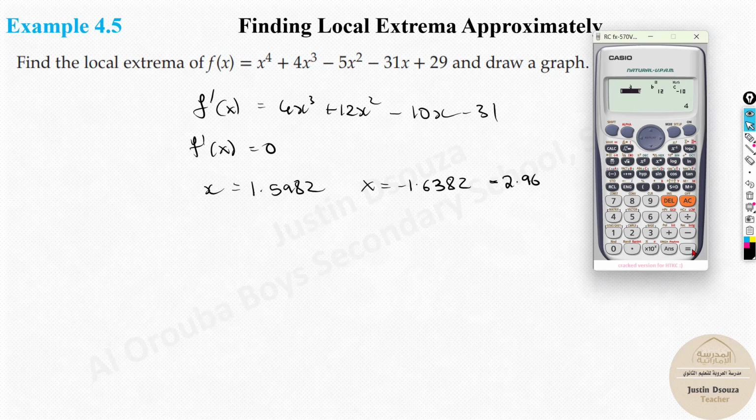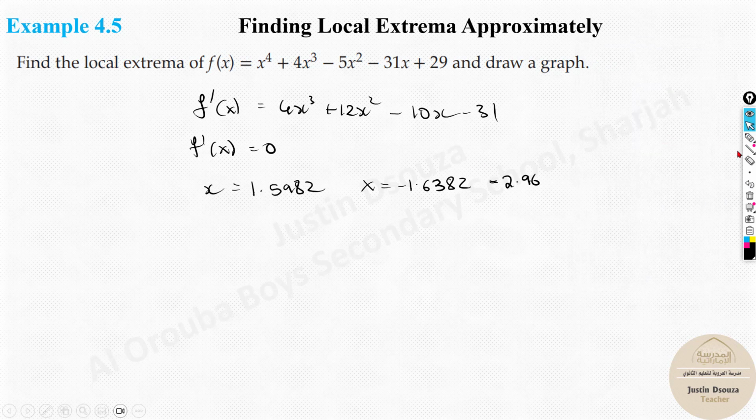So let me just check whether I've put all the values correctly. I've derived it correctly. It's 4, 12, minus 10, and negative 31. Yes, it's correct. Okay, anyways, these are the x values. Now what you do is basically over here, do the increasing and decreasing graph, this one.